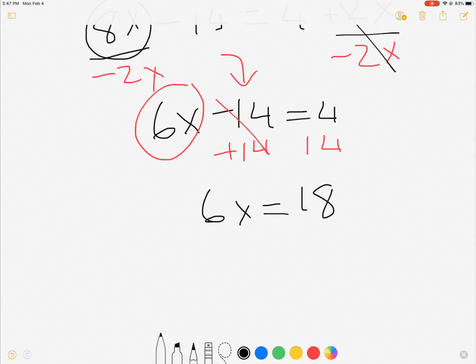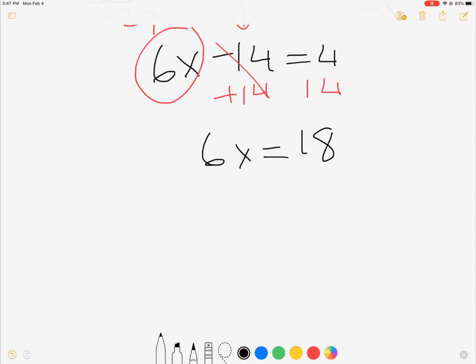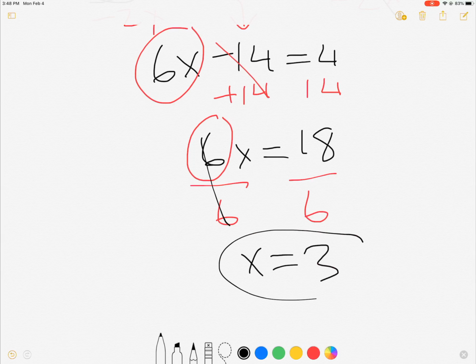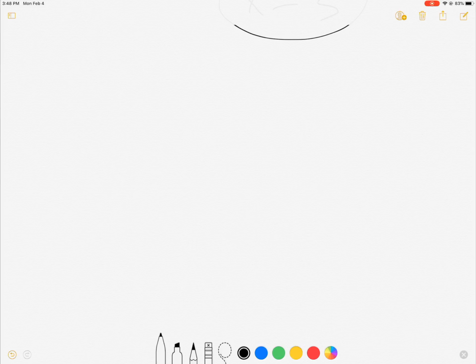All right, so now we just simply divide the coefficient on both sides. By the way, the coefficient is always the number multiplying the variable. So that's 6x equals 18, divided by 6 on both sides. And ultimately, we're going to get x equals positive 3. There you go. Okay. All right. So the next one, pretty much 95% of people miss this question.